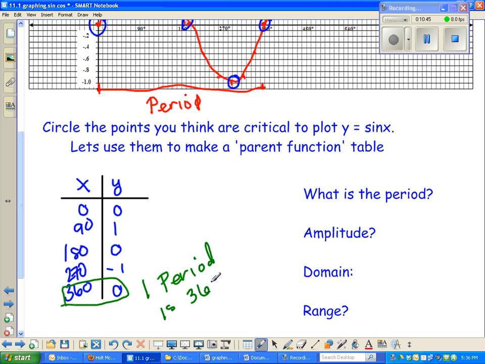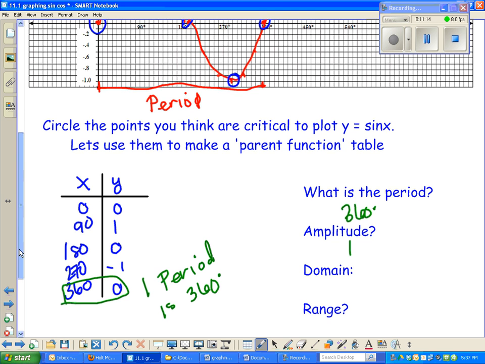And for this one, it's 360 degrees. So that's this first question. What's the period? 360 degrees. That is not on your homework sheet, but you should write it down. What is the amplitude? Again, look at your table. From the middle, which is 0, how high do we go? Up to 1 or down to 1? Our amplitude is 1. Okay, from the middle to the top or from the middle to the bottom.